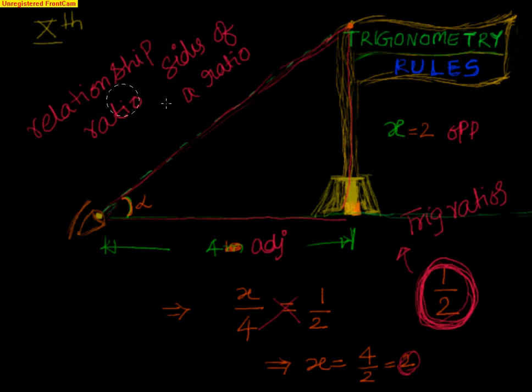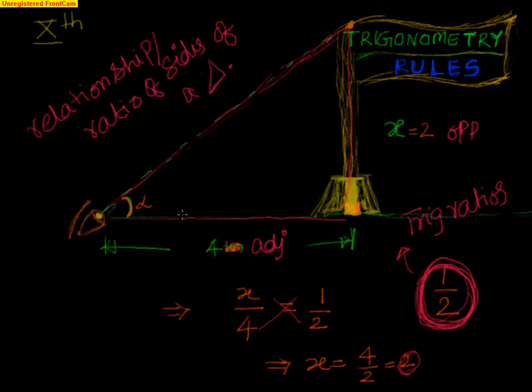So using trigonometrical ratios, relationship or ratio of sides of a right angle triangle. Okay, are you with me? This is how trigonometry started.